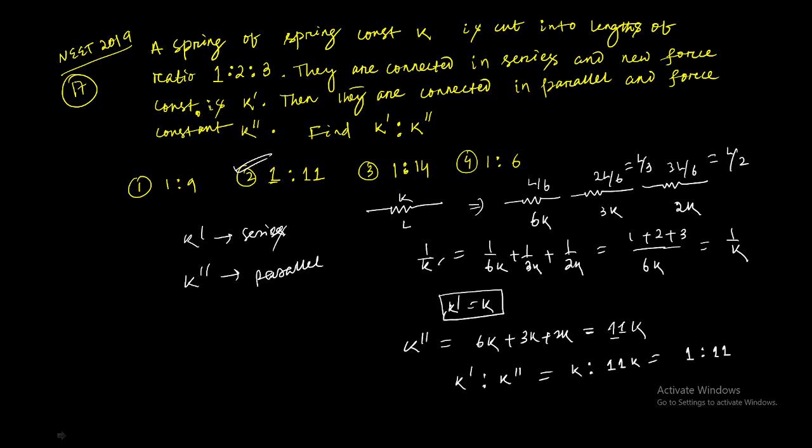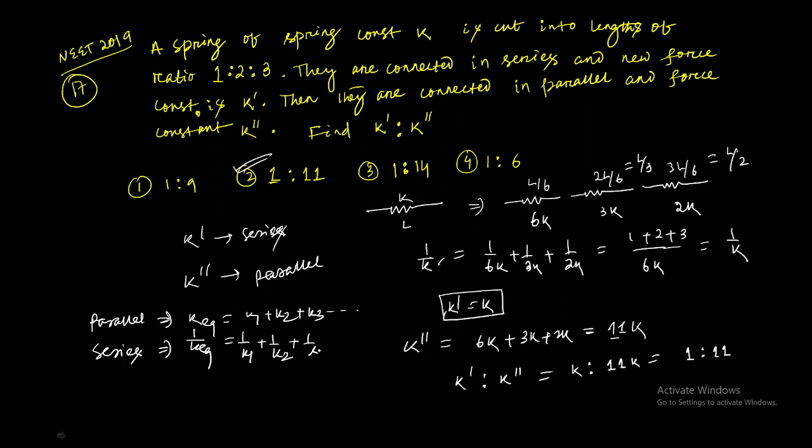So you should remember for parallel connection of the spring, it will be K equivalent equal to K1 plus K2 plus K3, and for series it will be 1 by K equivalent equal to 1 by K1 plus 1 by K2 plus 1 by K3. Like that you have to write. This thing you have to remember.